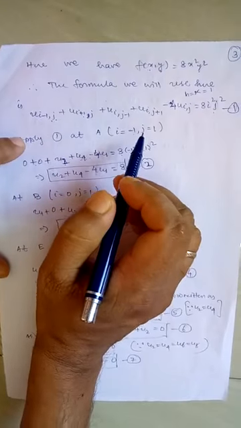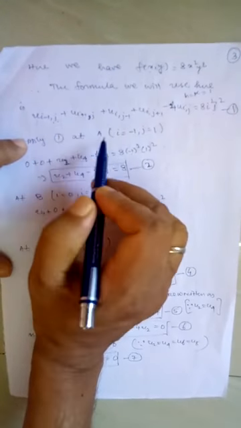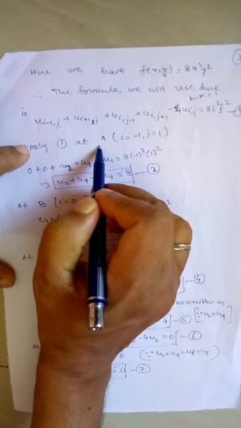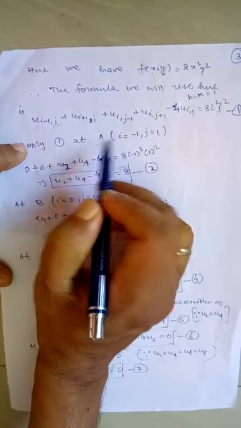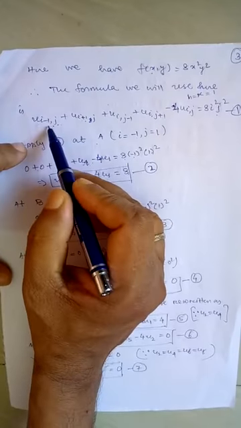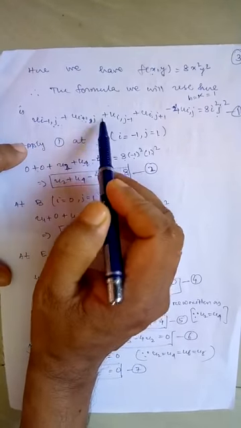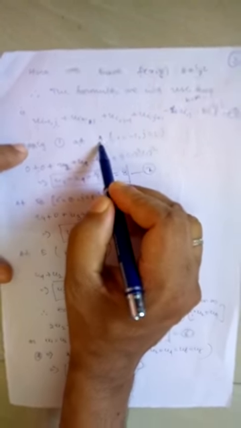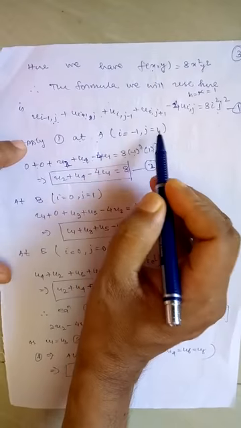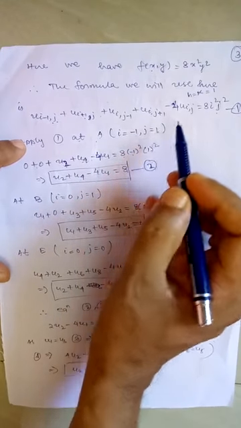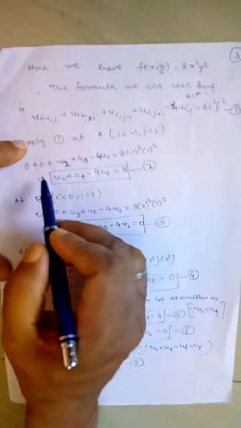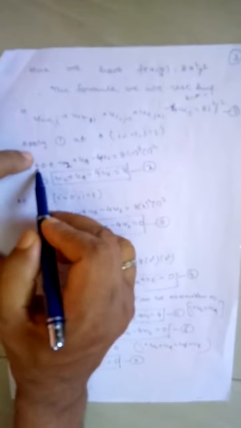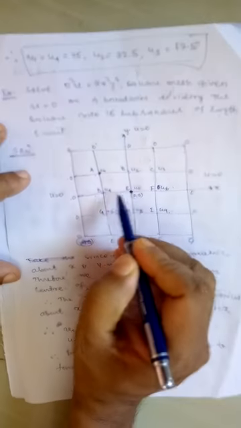So let us apply this formula at the grid point A. Grid point A has the solution u1. So let us apply this formula for the grid point A. At the grid point A, i value is -1, j value is 1, and as such the equation 1 will become 0.